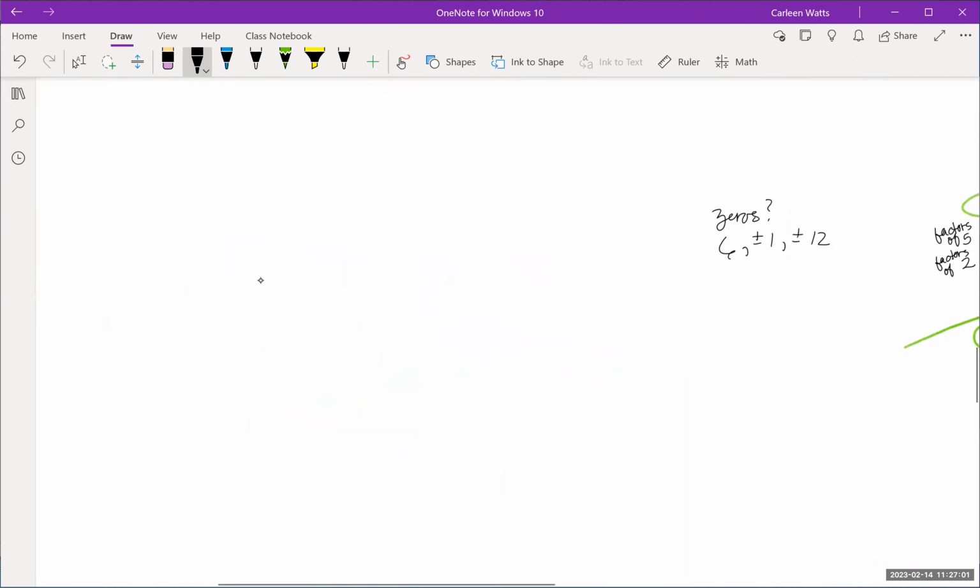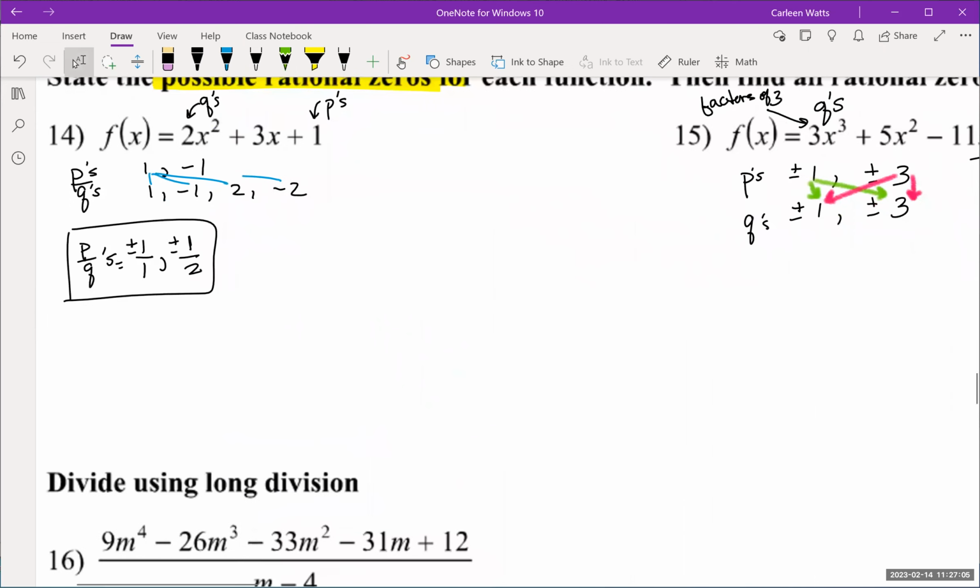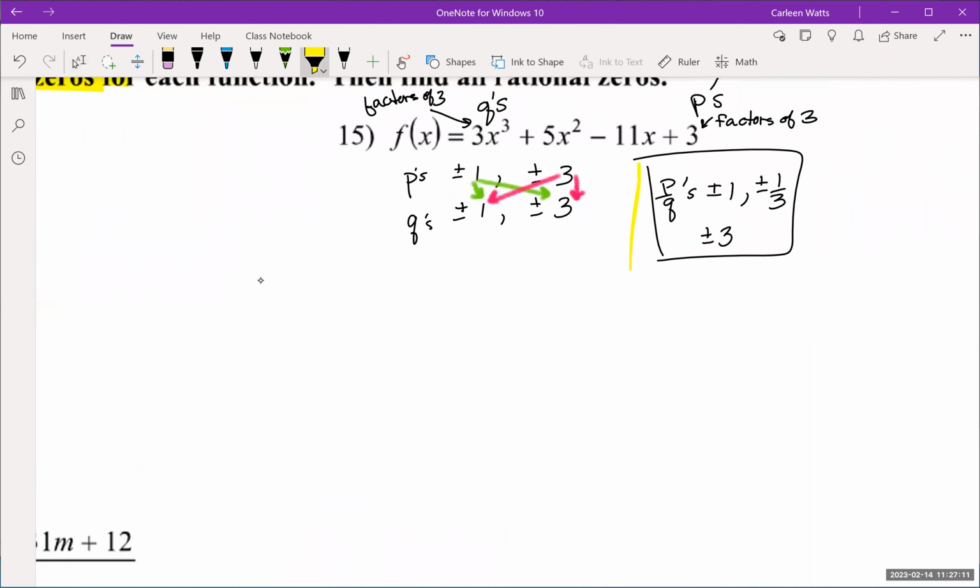Okay. So right now you're just doing multiple choice, identify, put all the P's over all the Q's, and pick it out of multiple choice. Yeah, doable? Okay.